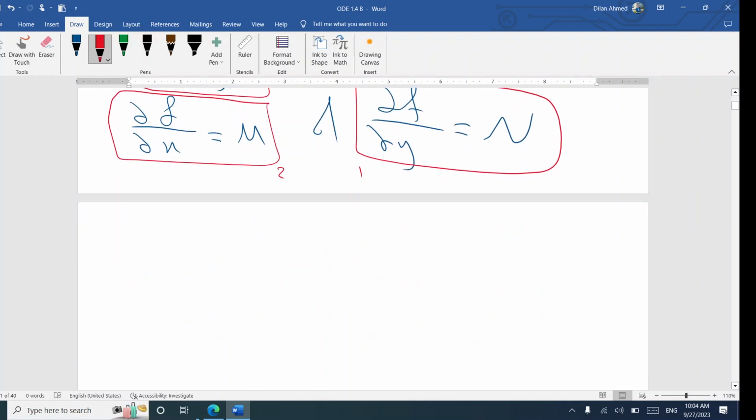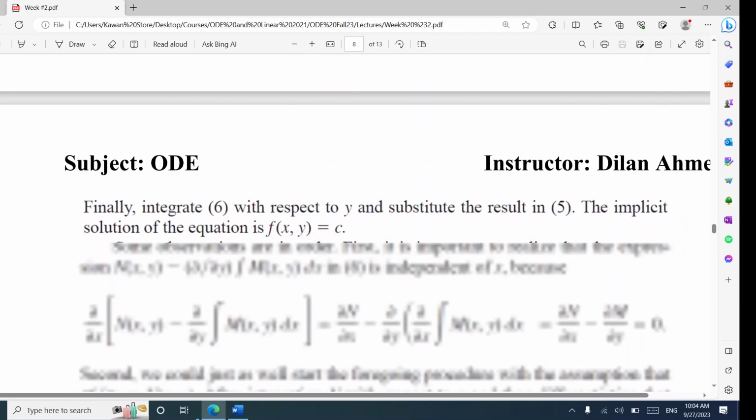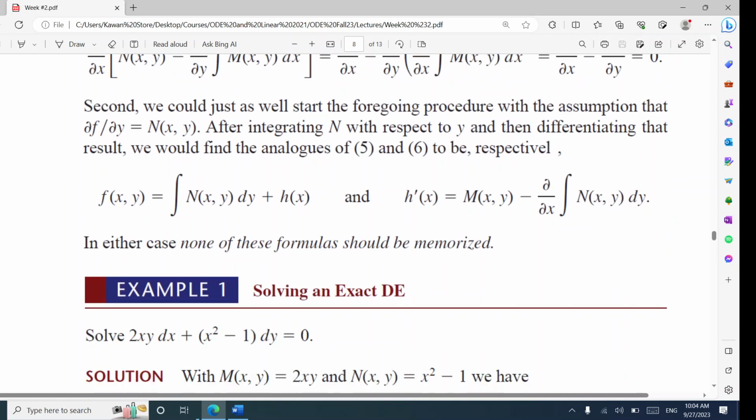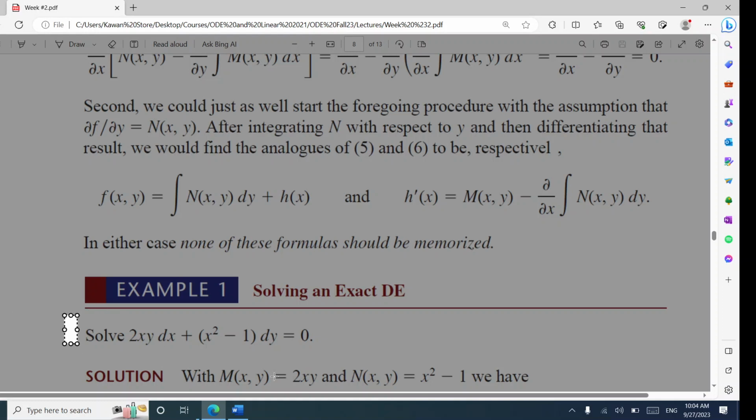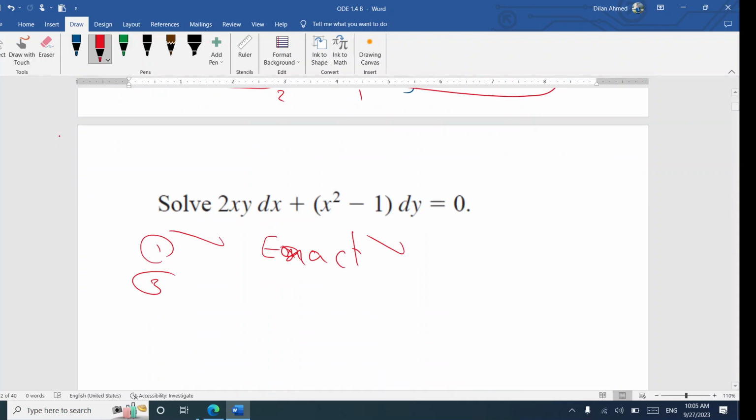Good. Maybe it's not easy on your mind, so you need to solve an example, then you will get the rest. Be with me, all this is details. I don't want details, I want a method for how to solve it. Look here, here's your example. You checked and you know it's exact. Second, you need to distinguish M equal to 2xy and N equal to x squared minus 1. Am I right? Good.